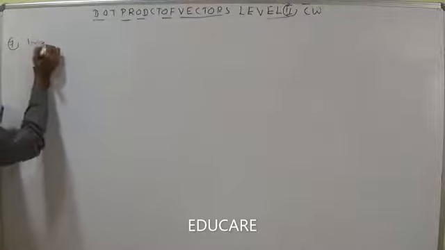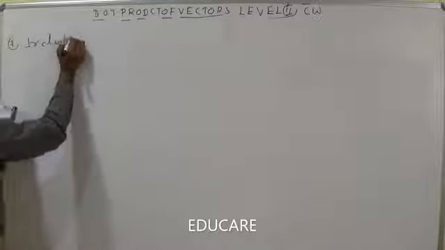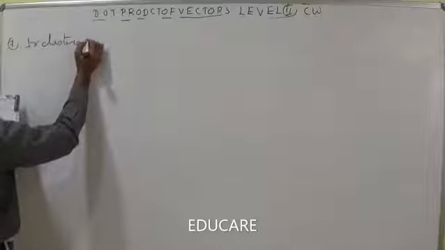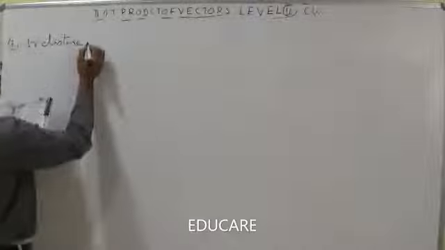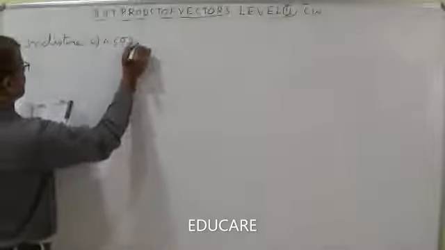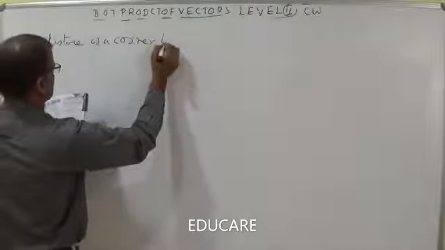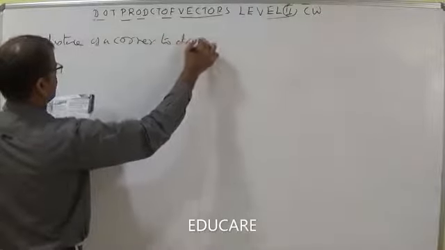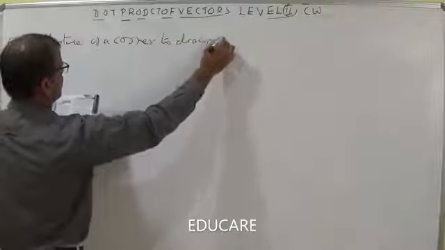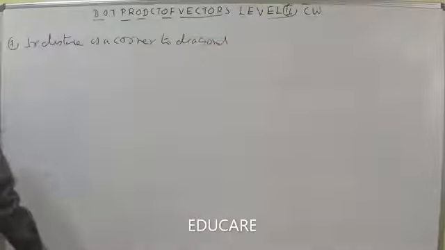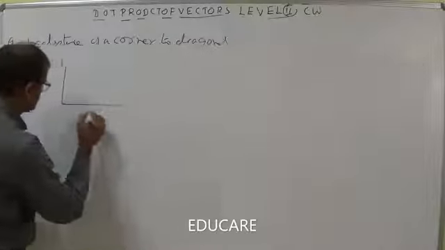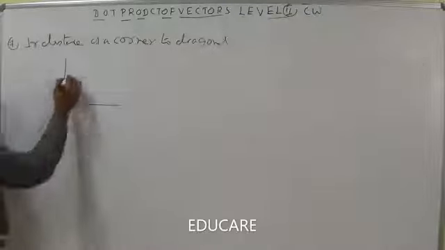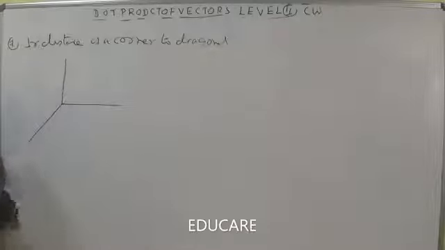The perpendicular distance of a corner of a unit cube from a diagonal. Perpendicular distance of a corner to a diagonal. Let us discuss it as a conceptual question. Let us draw a cube properly.